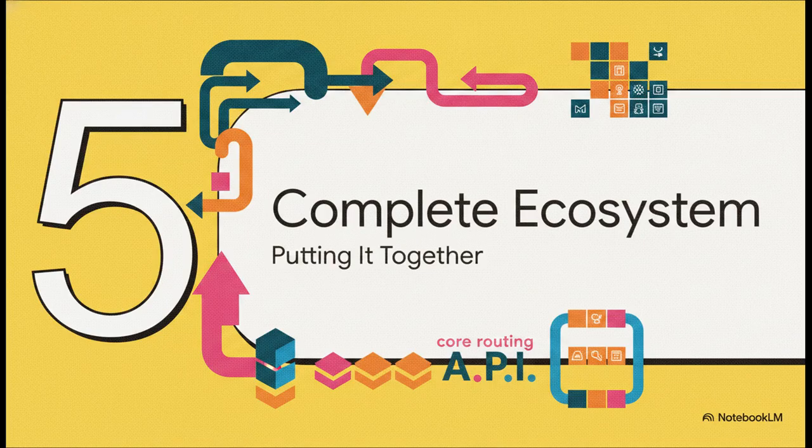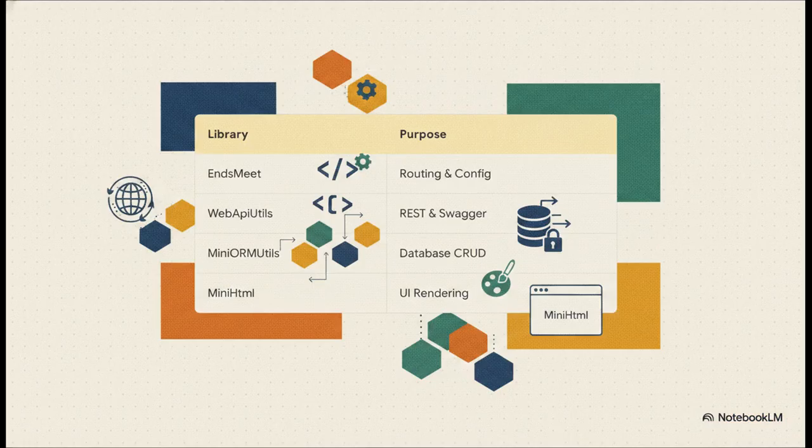All right, Section 5, the complete ecosystem today. Let's put it all together. This is where you really see the true beauty of this modular architecture in action. EndsMeet handles your global traffic, WebApiUtils processes your REST payloads, MiniORMUtils manages the database, and MiniHTML renders the front end. Because they're all decoupled, you literally only use what you need. Are you building a headless API? Just drop the MiniHTML library entirely. You can mix and match these building blocks to perfectly fit the exact requirements of your specific project.